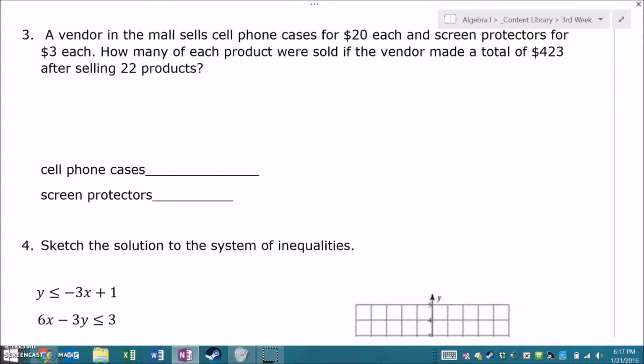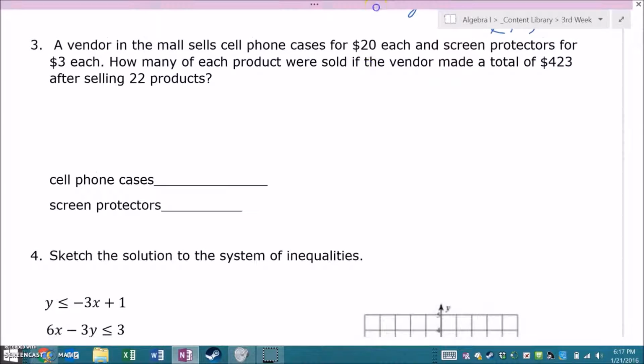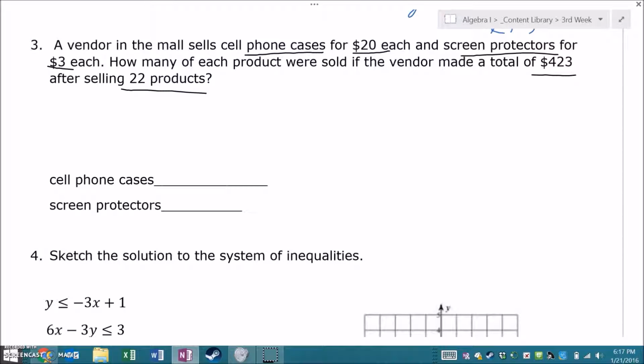Alright, number 3, come up with an equation. Phone cases are $20 each, screen protectors are $3 each. Total sold of $423 after selling 22 products. Okay, so that's $20 for each of the phone cases, and that's added on to that $3 for each of the screen protectors, and that's going to be a total of $423. At the same time, however many of the cases you sell plus however many of the protectors you sell is going to be 22 of those things total.